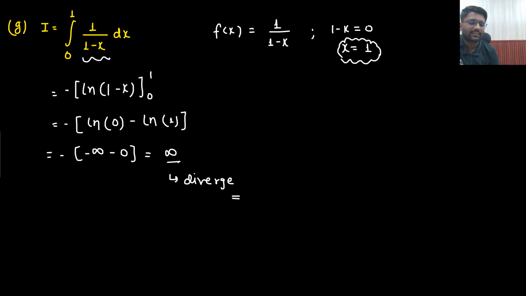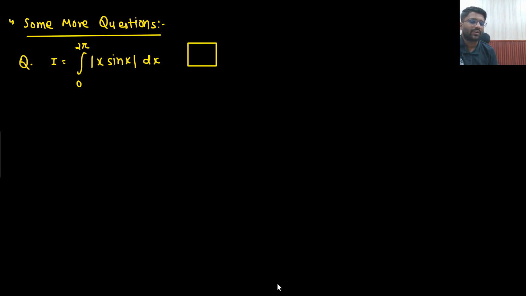Okay, let's see some more questions. Some more questions we are going to solve. I equals the integral from 0 to 2 pi of mod of x sin x, we need to solve. Try doing it on your own. Mod is there, modulus is there. So how would you solve it? Think about it. Think a bit. How would you solve modulus?